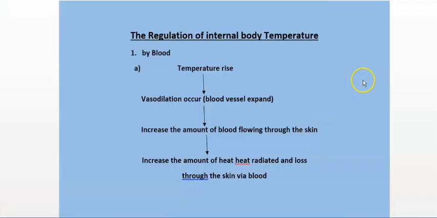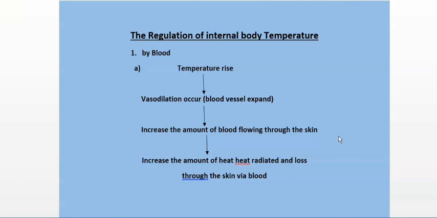Okay, now we see the regulation of temperature again. Now we see by blood vessel under the skin. When the body temperature rises, vasodilation occurs. What is vasodilation? Blood vessel expand. That means blood vessel become bigger. When blood vessel become bigger, more blood will flow there. And then this will increase the amount of blood.